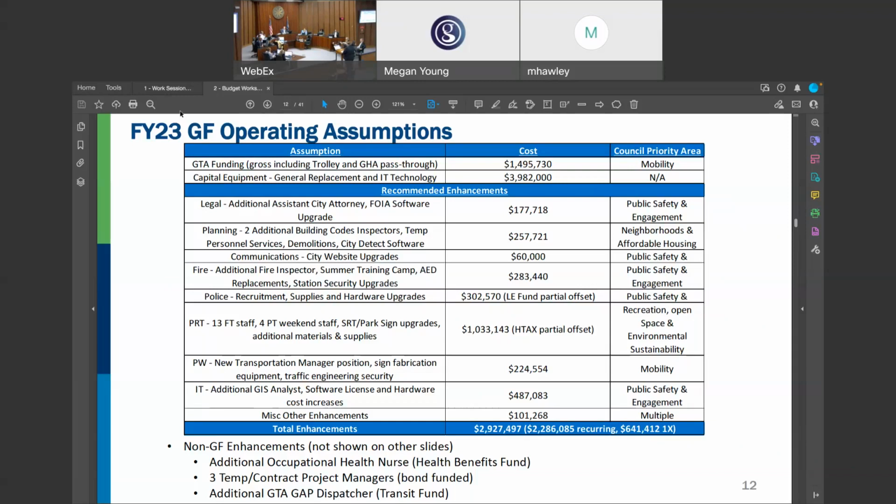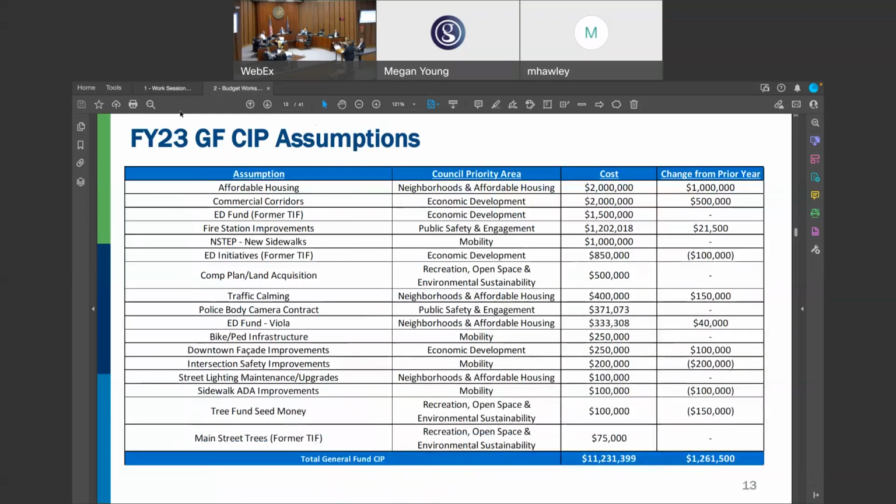The total recommended general fund enhancements total about $3 million, with about 2.3 of that in recurring costs, being staff versus one-time capital replacements. Other enhancements not covered elsewhere in the presentation include an additional occupational health nurse for employee health, 3 temporary or contract project managers to assist with delivery of the NIB and other infrastructure projects, an additional paratransit dispatcher for GreenLink. There are a total of about 21 positions recommended for inclusion in the budget next year, all in.